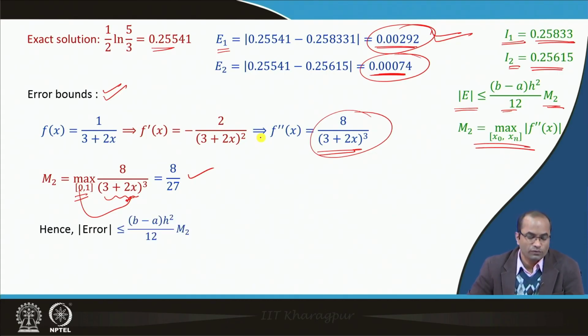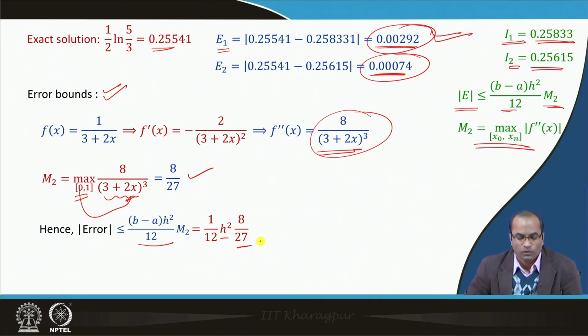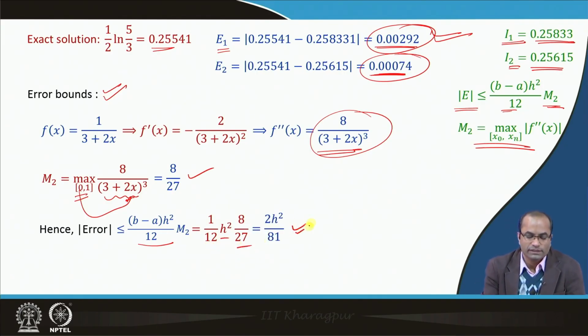Hence, now we can bound the error. By this formula we can substitute M2, and b minus a is 1 in this case. So, we have 1 over 12, h square, times 8 over 27. So, this is the error bound depending on h, and then we have considered 2 situations.